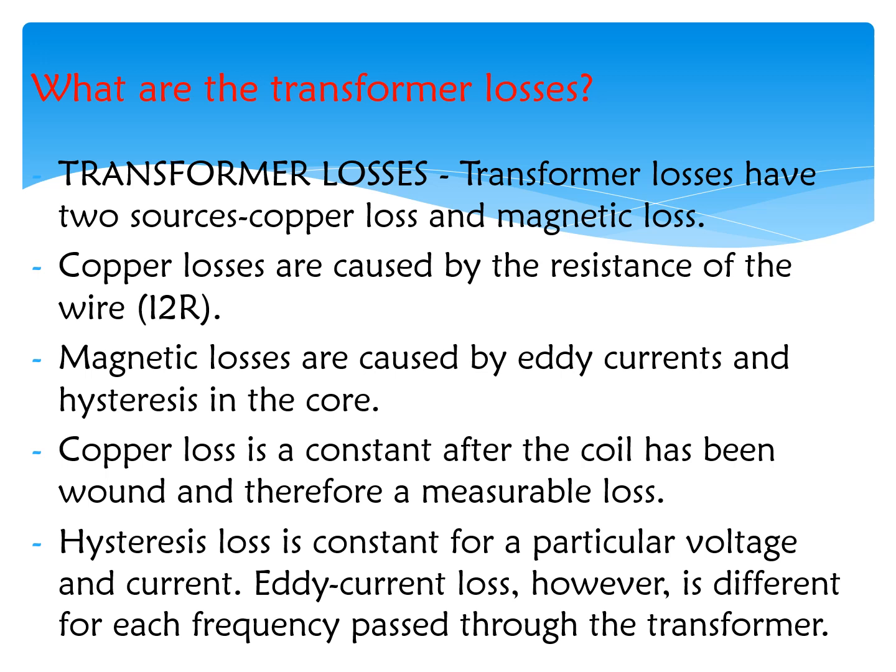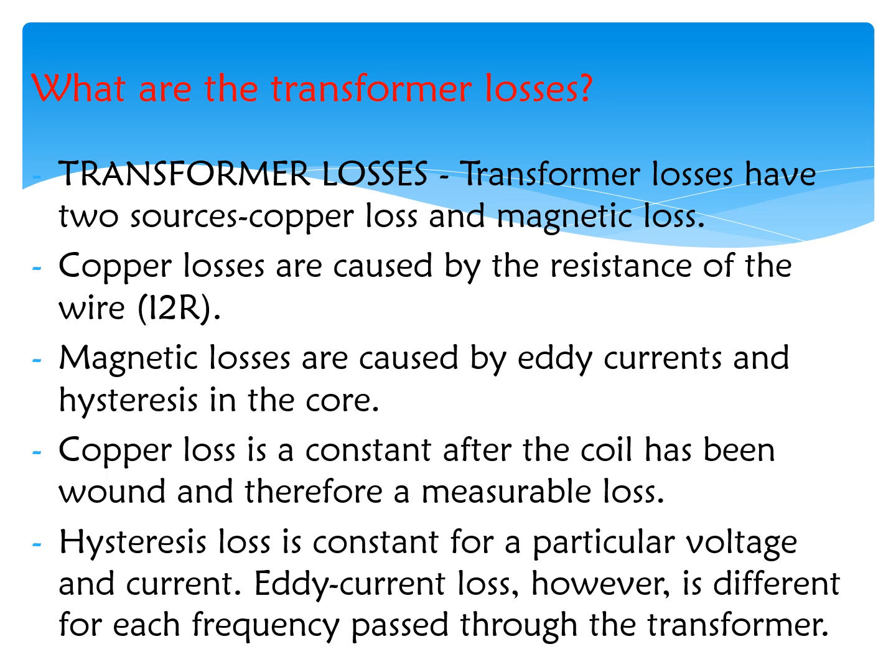What are transformer losses? Transformer losses have two sources, copper loss and magnetic loss. They are also called variable losses and fixed losses. Copper losses are caused by the resistance of the wire, that is I square R. And this loss depends on the current, so this is called variable loss. Magnetic losses are caused by eddy current and hysteresis in the core. And these are also called fixed losses.